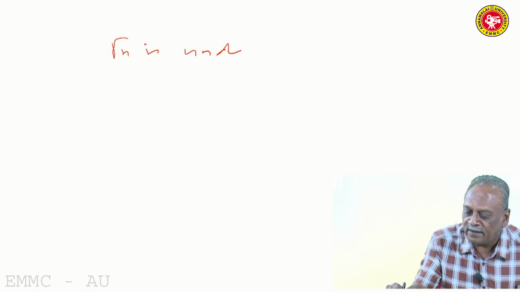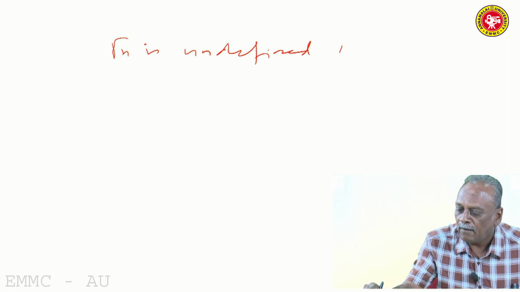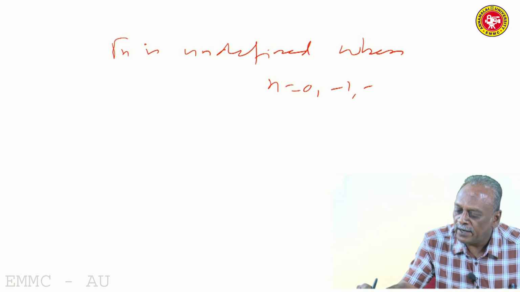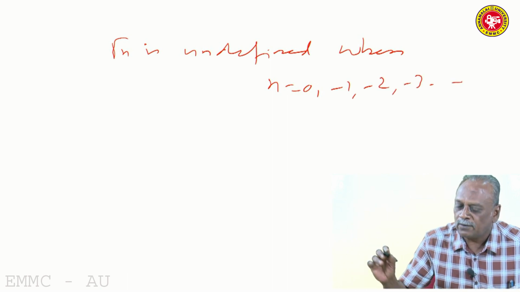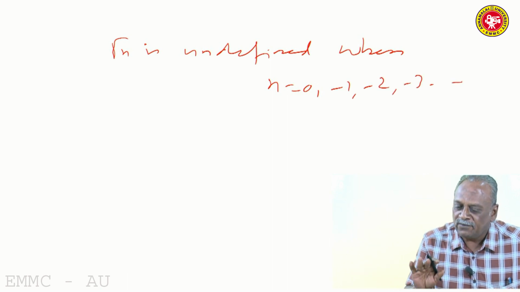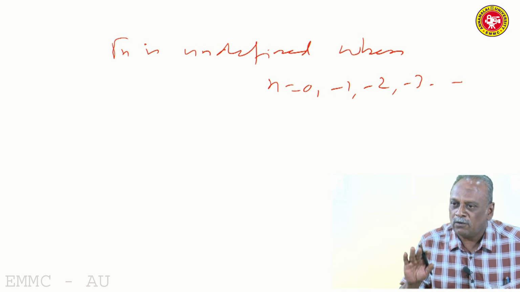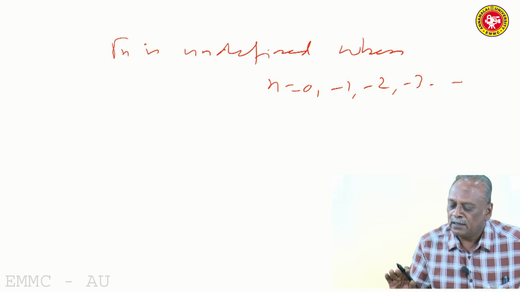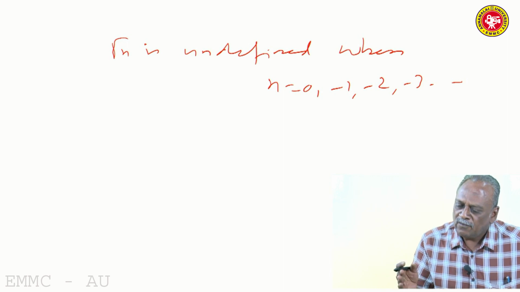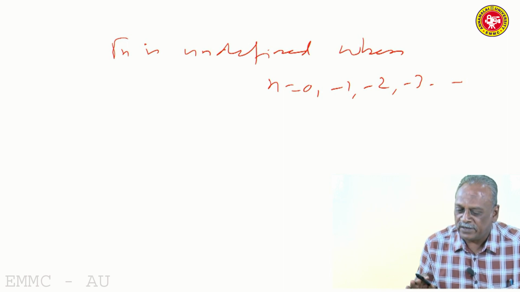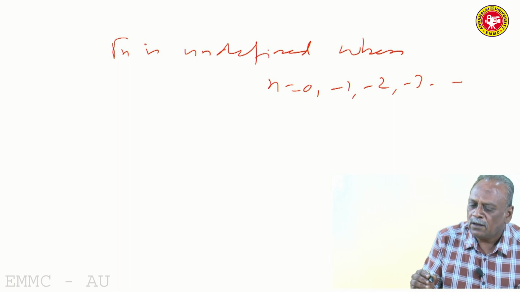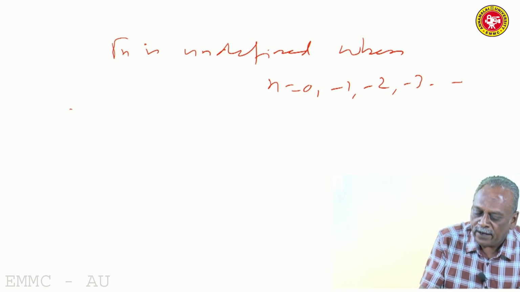So in general, gamma n is undefined when n equals 0, minus 1, minus 2, minus 3 and so on. So the gamma function is undefined when n equals 0, minus 1, minus 2, minus 3 for negative integers, whereas for negative fractions there is a gamma function. Let's wait and see.